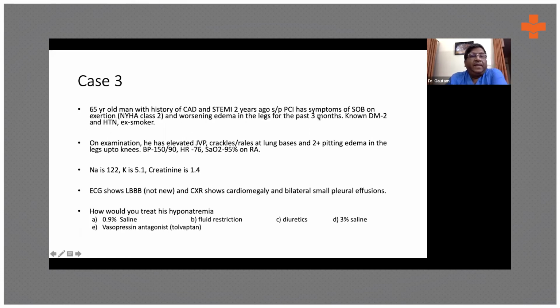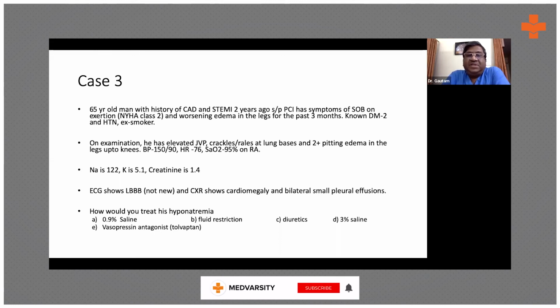Okay, so the last case, this is a 65-year-old man with heart disease who had an MI 2 years ago. He had a stent put in and now has breathlessness on exertion, New York Heart Association class 2, and he has evidence of congestive heart failure, as you can see. He has pedal edema, he has elevated JVP, he has crepitations at the lung bases, right? And his sodium is 122. He also has hyponatremia. All our 3 cases have hyponatremia.